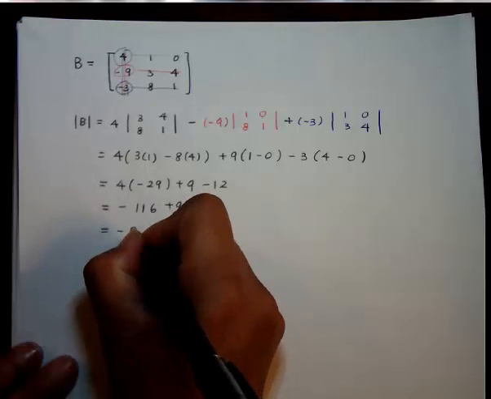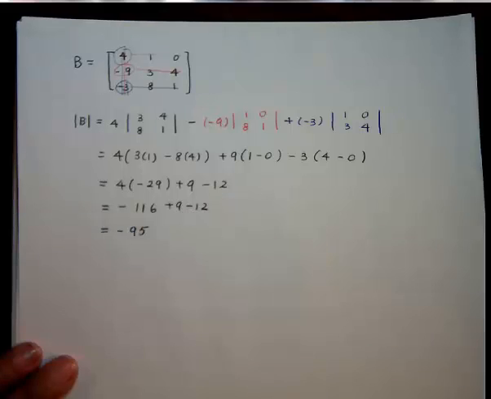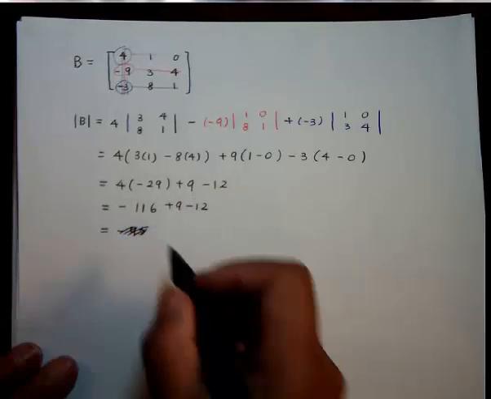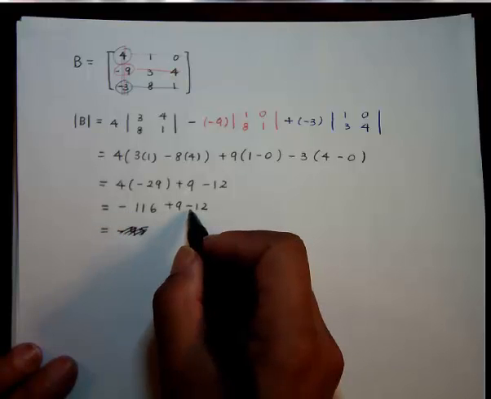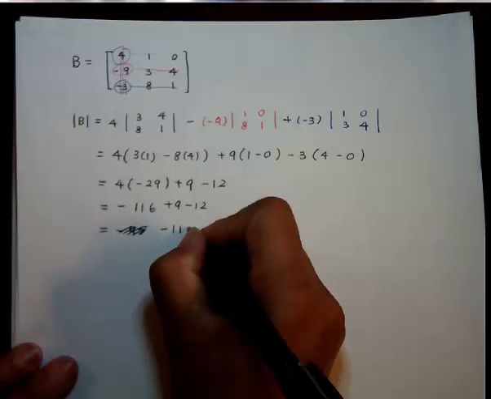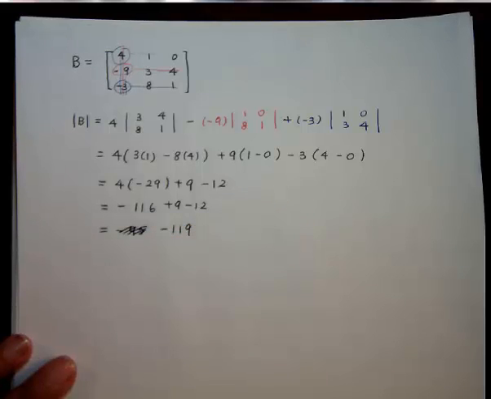Negative 95 in here. Oh no, I cannot do my math. Sorry. And that's negative 128, so negative 119 right here. That's your determinant. All right.